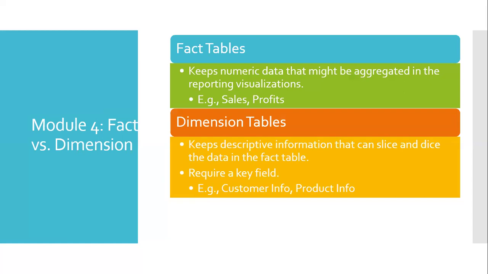Then we have what we call the dimension table. The dimension table is kind of like a descriptive table. It gives descriptive information that can slice and dice the data in the fact table. So the dimensional table actually describes the fact table, okay? And also the dimensional table requires a key field. For example, we have the customer information, product information, and all of that.